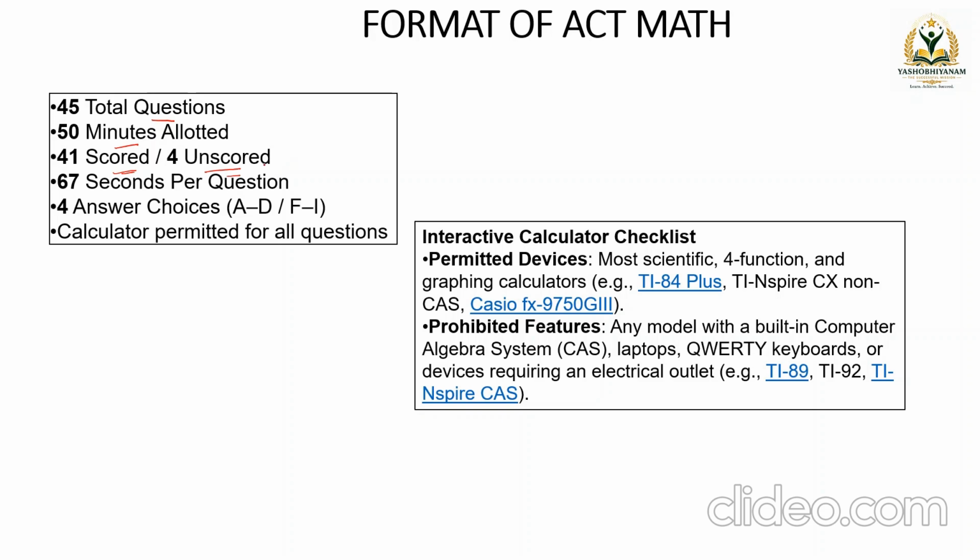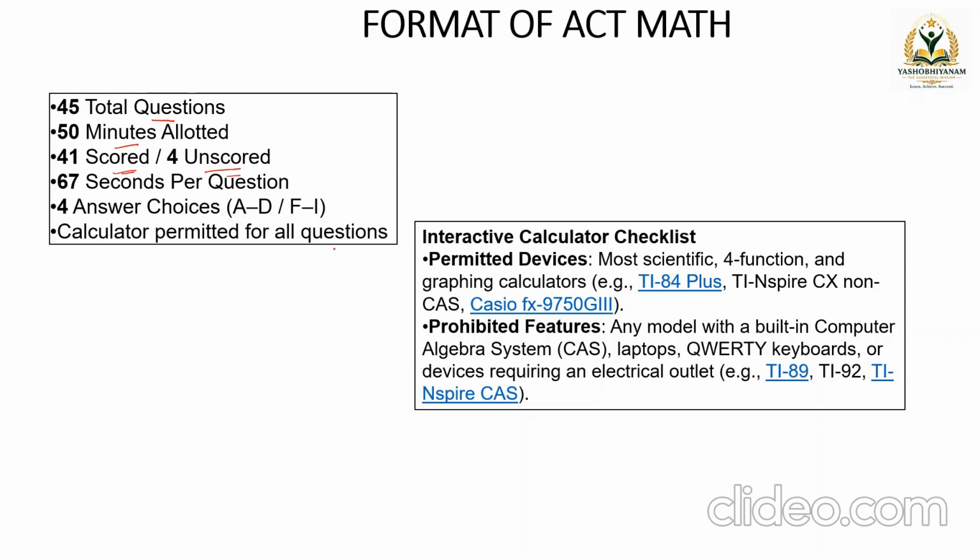Now, 67 seconds per question, four answer choices, A to D, or it could be indexed from F to I. There is no particular reason why it's indexed like this. And of course, calculator is permitted for all questions.